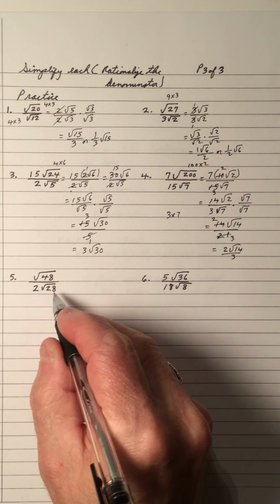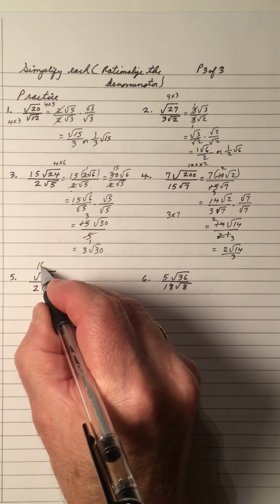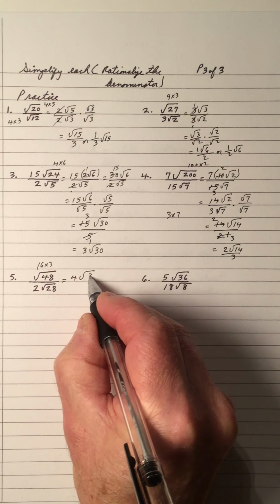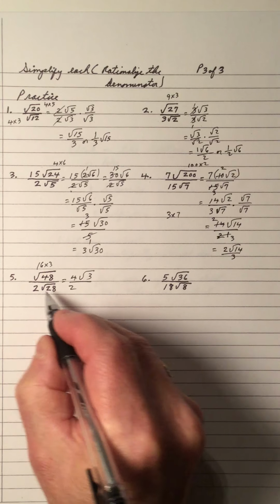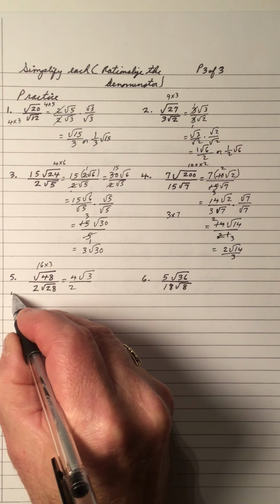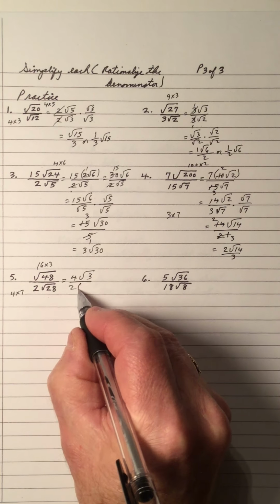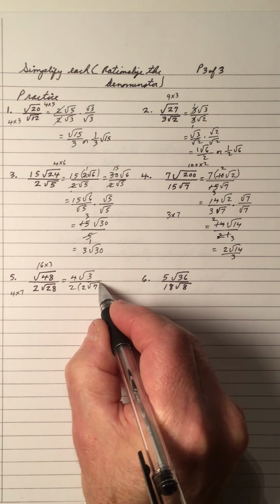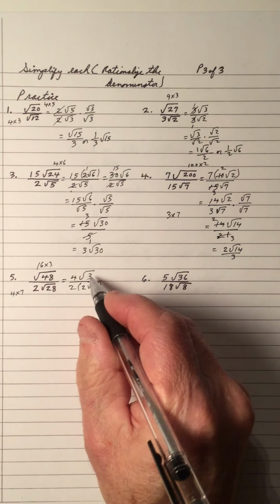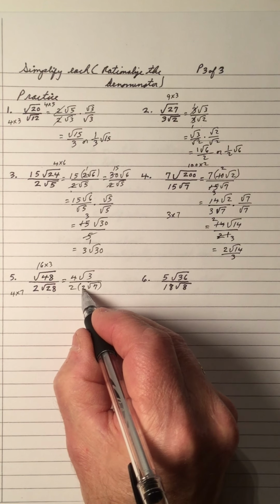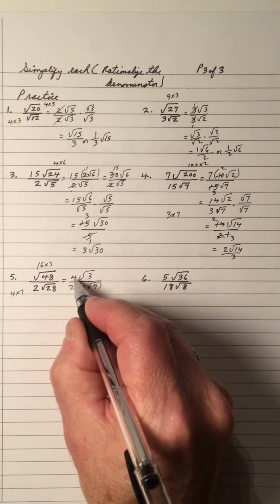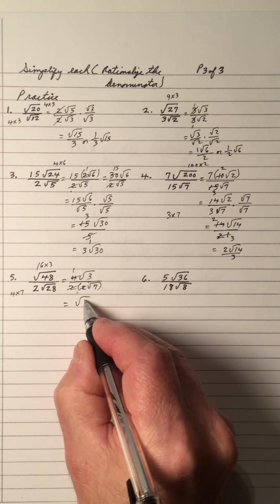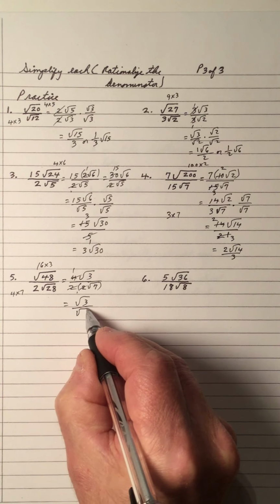Let's continue. Let's see. The square root of 48 is 16 times 3, so that's 4 root 3. 28 is 4 times 7, so that's 2 root 7. Simplified. And we can cancel here. 2 was 2 times 2, 4, and that's a 4. So they can all cancel out. 1, 1. So that gives me root 3 over root 7.